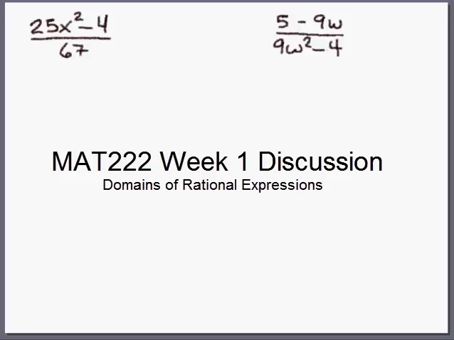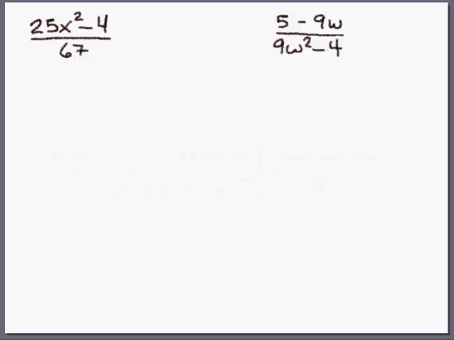In this discussion, we'll be working with domains of rational expressions. I will be working with two rational expressions: 25x squared minus 4 over 67, and 5 minus 9w over 9w squared minus 4. Let's get just a few terms out of the way first.